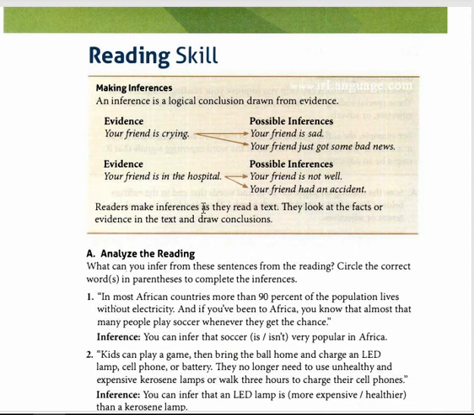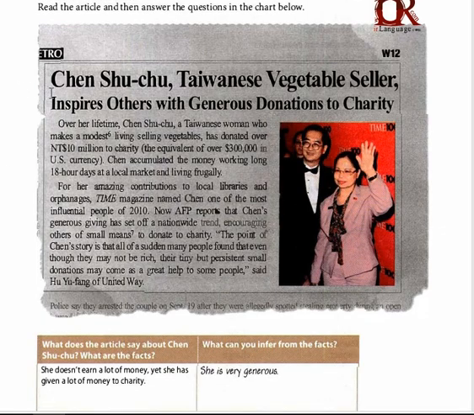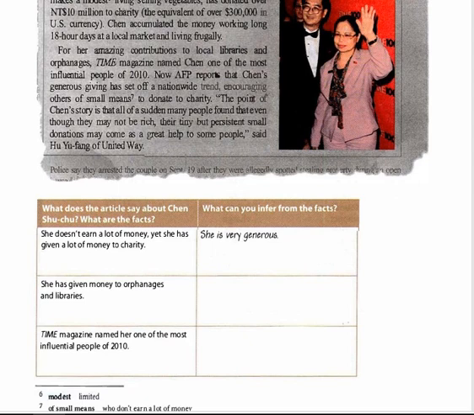So inference makes you think more critically about the words themselves in order to guess the meaning of the passage. And we also have an extra passage to apply what we have exercised before. Look at what the article says about Shuchu. What are the facts? What can you infer from the facts? Look at the example. She doesn't earn a lot of money, yet she has given a lot of money to charity. What does giving money to charity mean? She is very generous. And so on. Look at the other examples below.